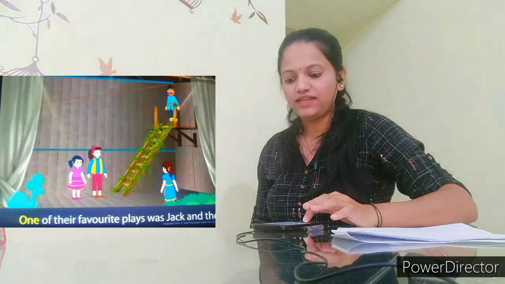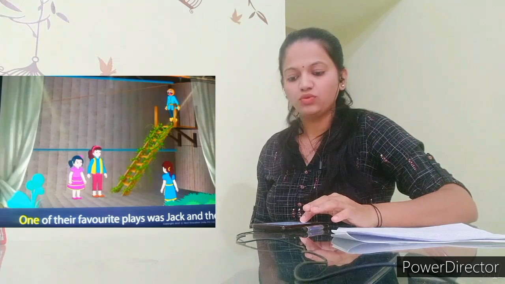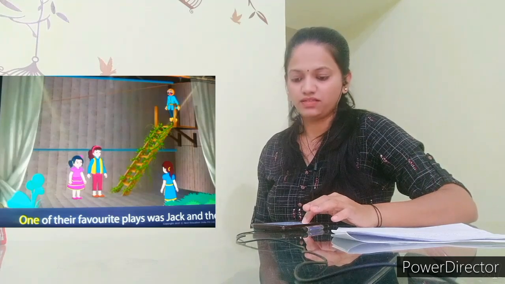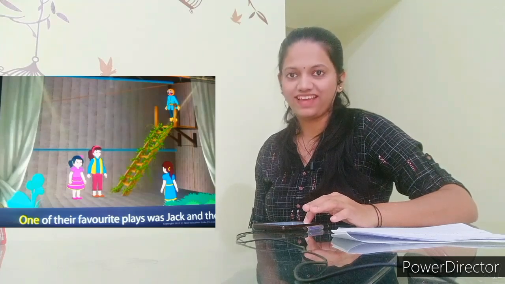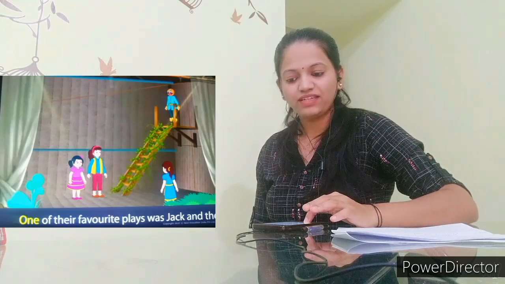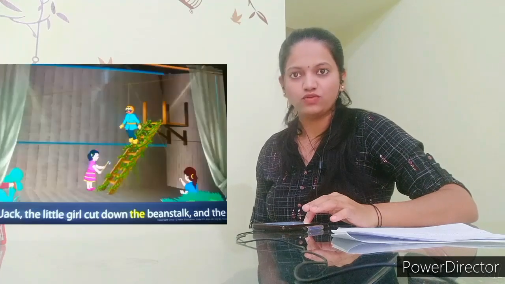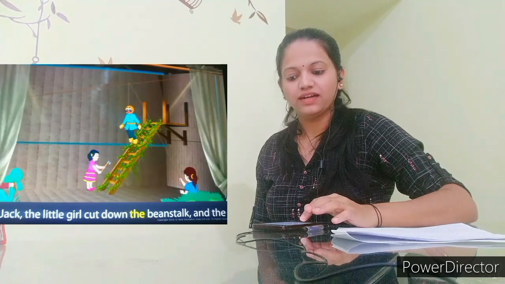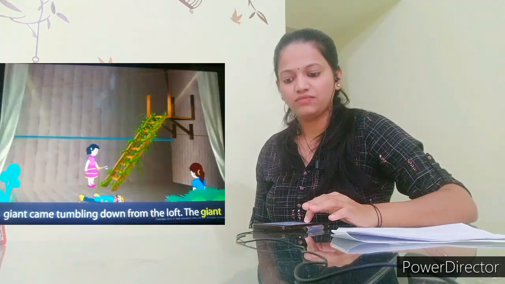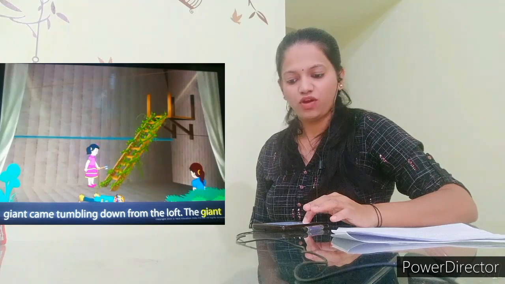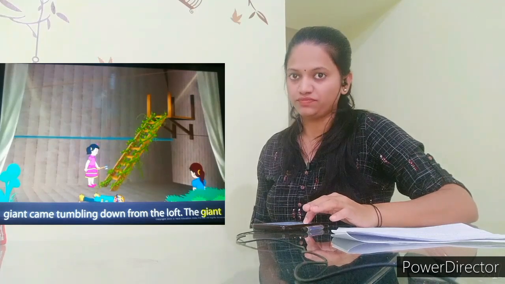On the ladder, they tied a squash vine all the way up to the loft to look like the wonderful beanstalk. One of the little girls dressed up to look like Jack. When it came to the part in the story where the giant tried to follow Jack, the little girl cut down the beanstalk and the giant came tumbling down from the loft. The giant was made out of huge pillows.